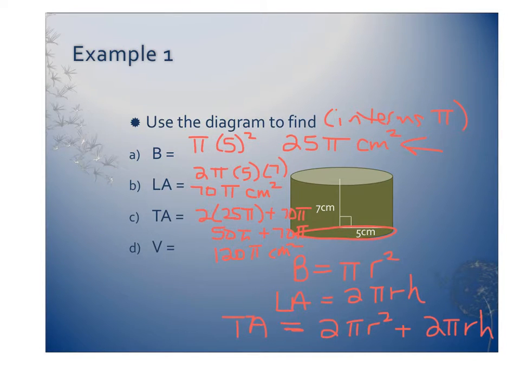Yes, Bella? What are you using for the slant height? I don't need a slant height in a cylinder. I'm only using the height, which is 7. It's by the right angle. Only the cones have the slant height.